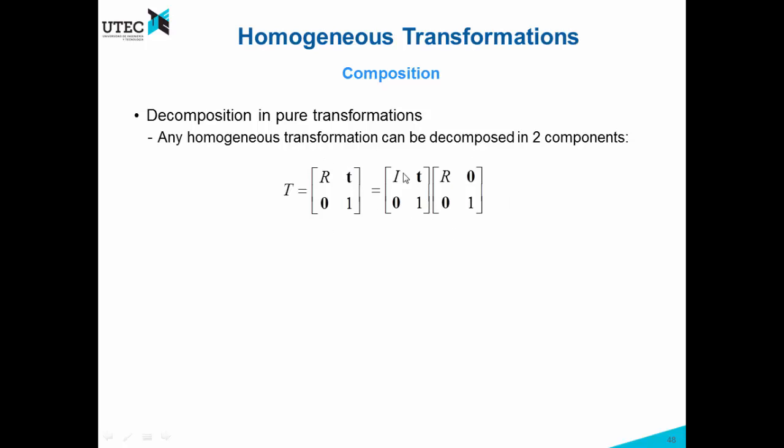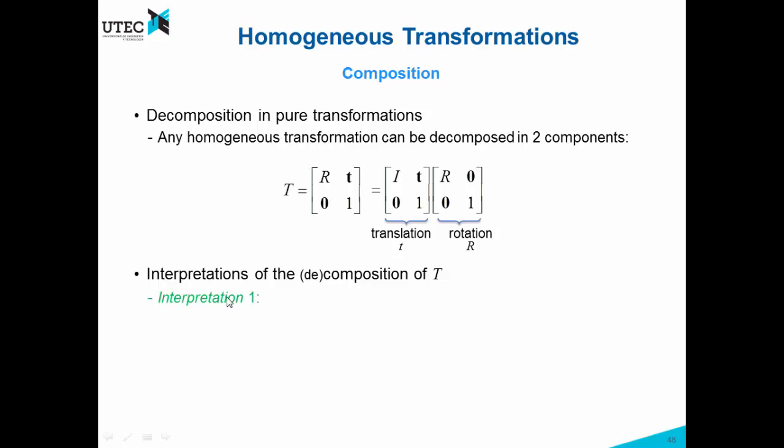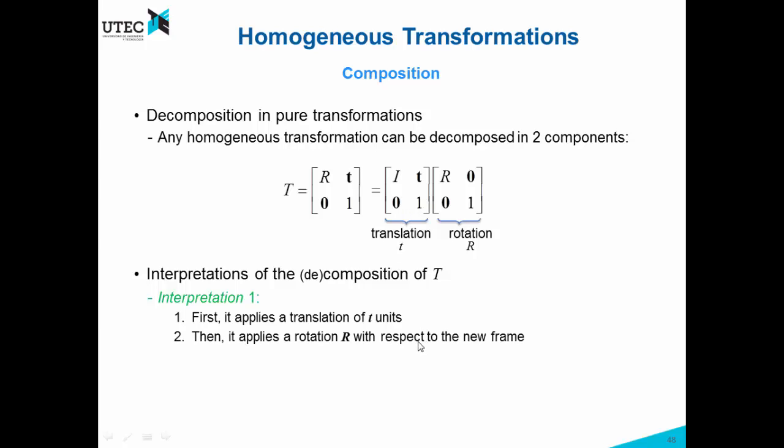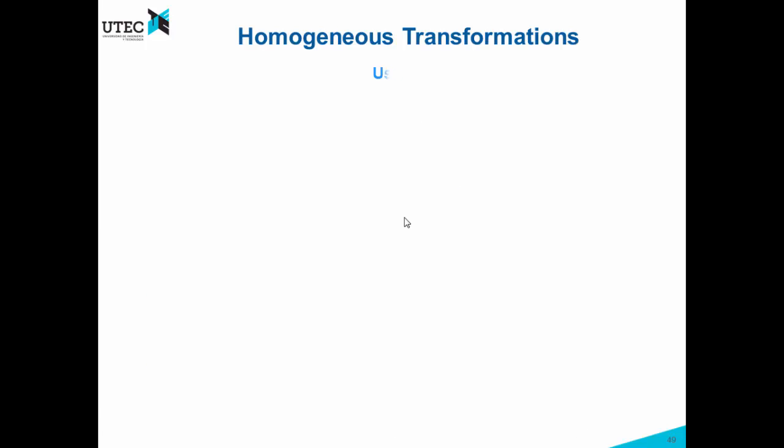Using the previous compositions of pre-multiplications and post-multiplications, we can have two interpretations of this transformation. The first interpretation says that we apply a translation of T units, this one, and then we apply a rotation about this new frame. The other interpretation will start with the rotation. So first we apply the rotation, and then we apply a translation, but with respect to the original system, with respect to the fixed frame.